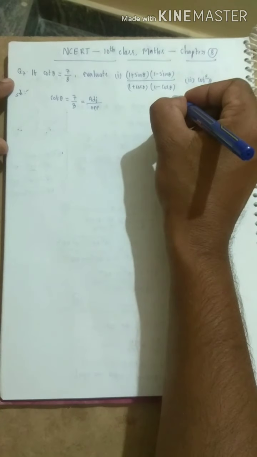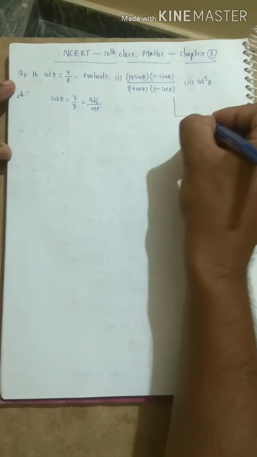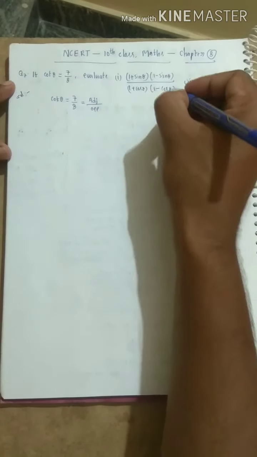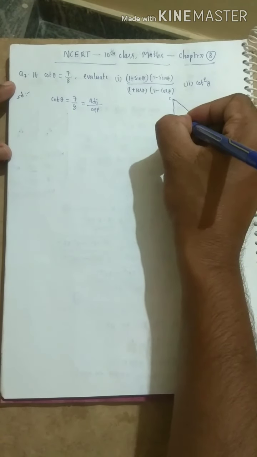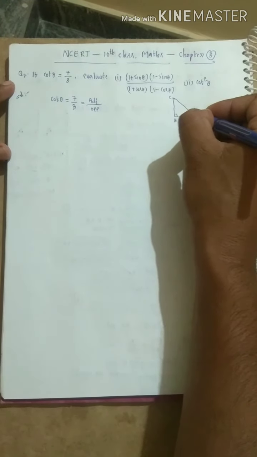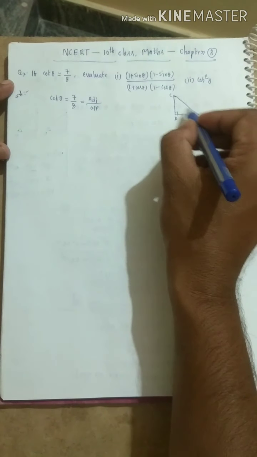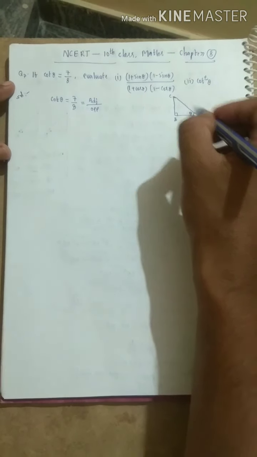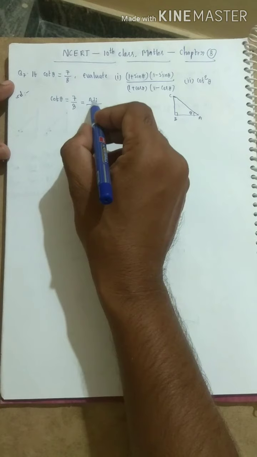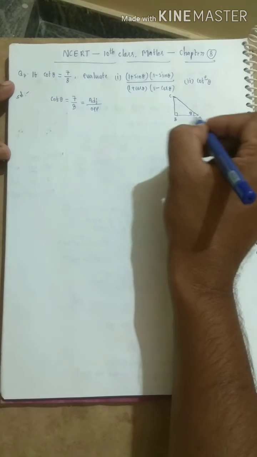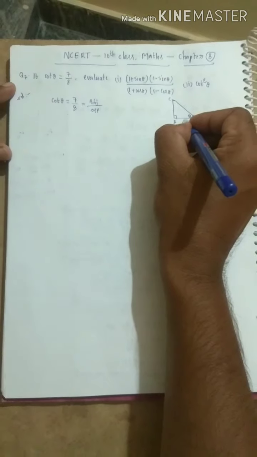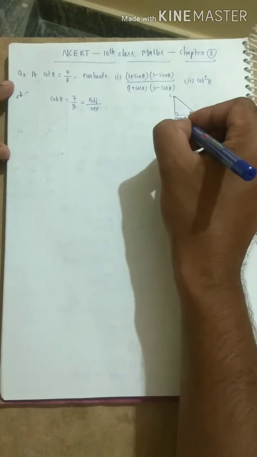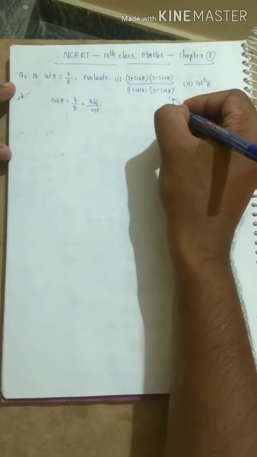We draw a right angle triangle ABC, right angle at B, theta is the acute angle. BC is the opposite side of angle theta, AB is the adjacent side of angle theta, and AC is the hypotenuse. Here the adjacent side of angle theta, AB, is 7. Note 7. The opposite side of angle theta, BC, is 8.